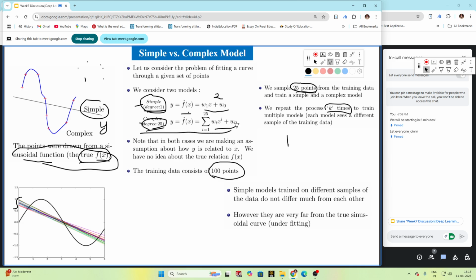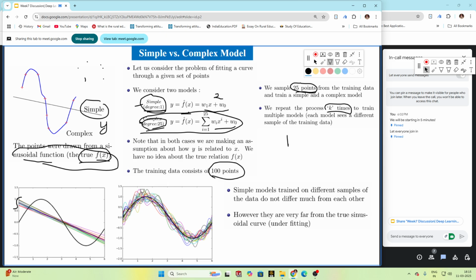Now I will test with the second model, the degree 25 polynomial. Whenever I test with a degree 25 polynomial, which is a complex model, this complex predicted function is very close to the black line, that means the true function. And second, if I compare two different lines, like one blue line and one violet or pink line, any line, these are very far from each other. So this is my observation.